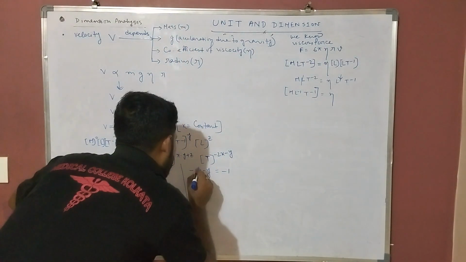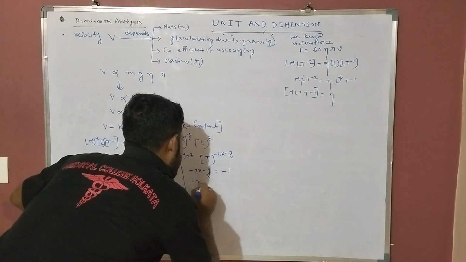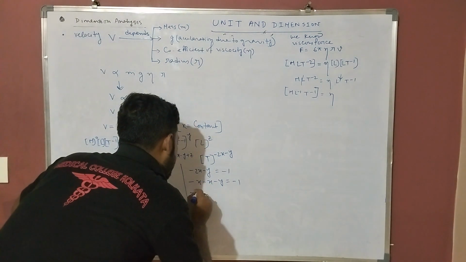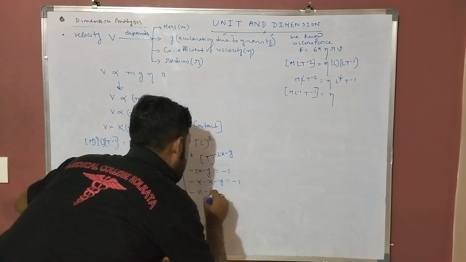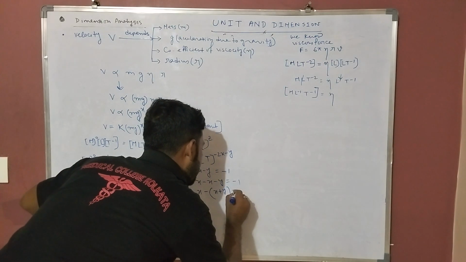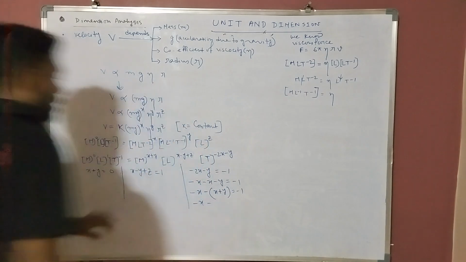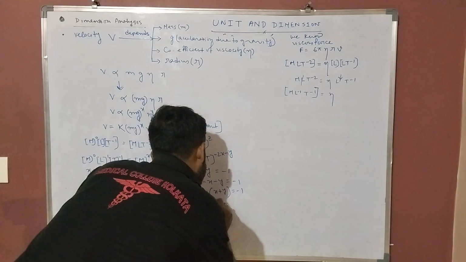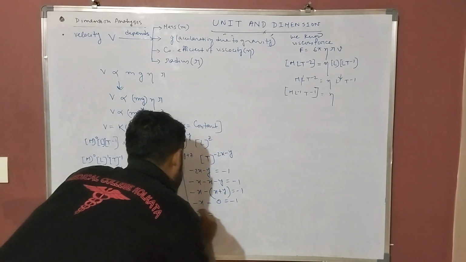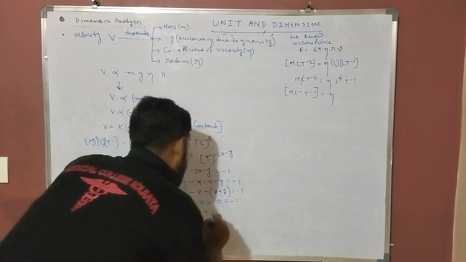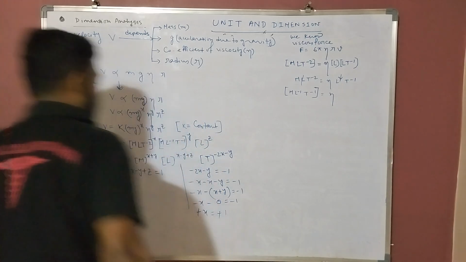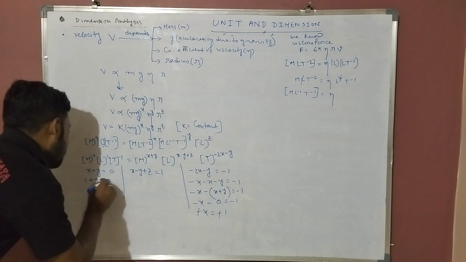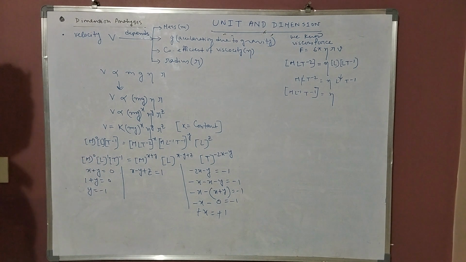So now we can write minus 2x minus y as minus x minus (x plus y) is equal to minus 1. So x plus y is equal to 0, which we already know. So put here: minus x is equal to minus 1. So x is equal to 1. Now put the value here: y is equal to minus 1. Understood or not?